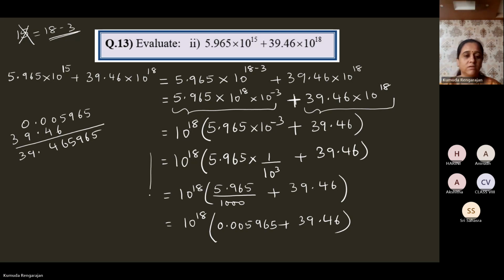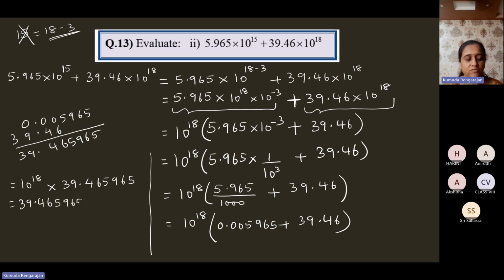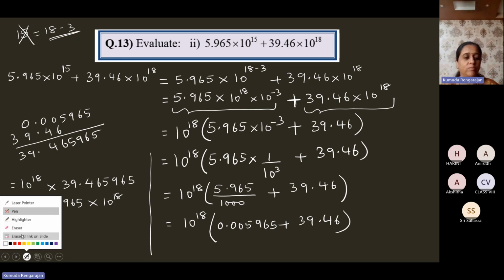Let me just continue here. Is equal to 10 to the power 18 into 39.465965. Now, this is nothing but 39.465965 into 10 to the power 18. We're almost done, but this number is not 1 or between 1 and 10. So you should write this number in the standard form.